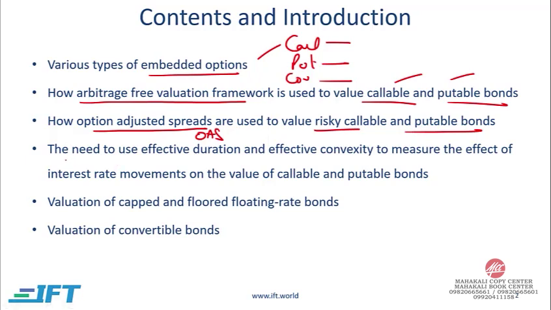The next segment deals with the need to use effective duration and effective convexity to measure the effect of interest rate movements on the value of callable and puttable bonds. So effective duration and effective convexity are tools that make it relatively easy to measure the impact of changes in interest rates. So when there is a change in underlying rates, what is the impact on the value of bonds and the value of bond portfolios?